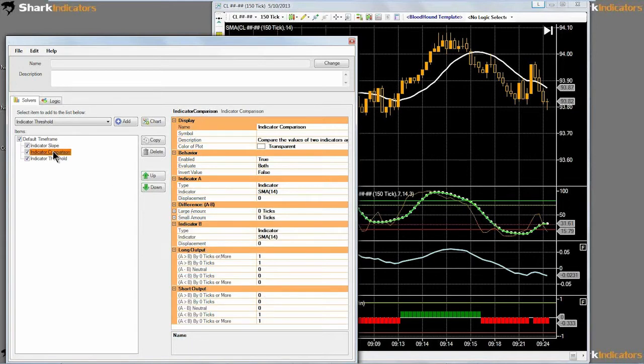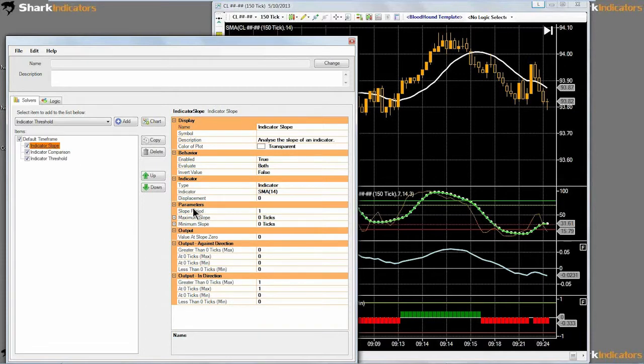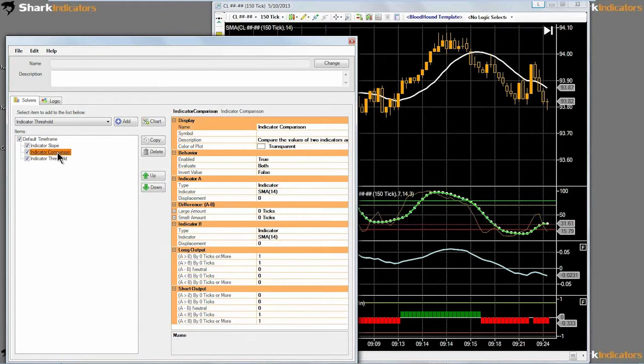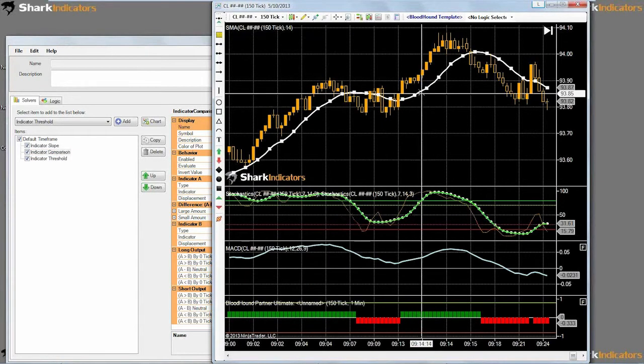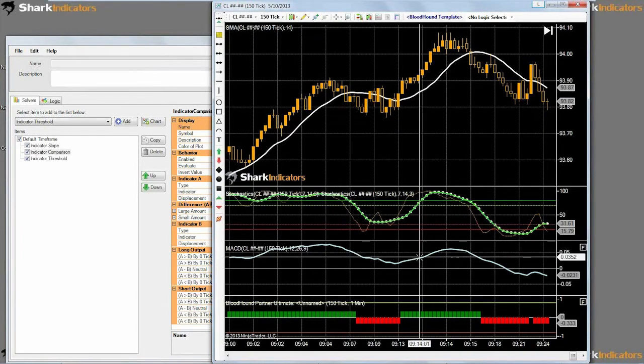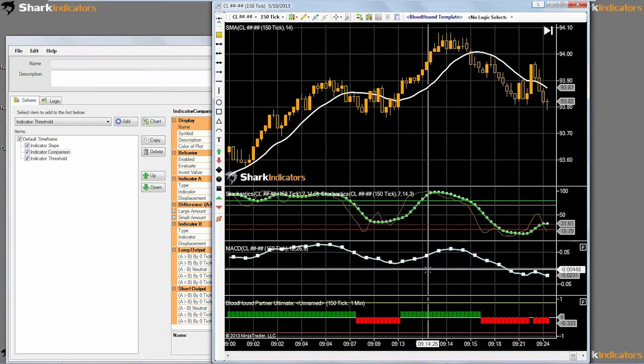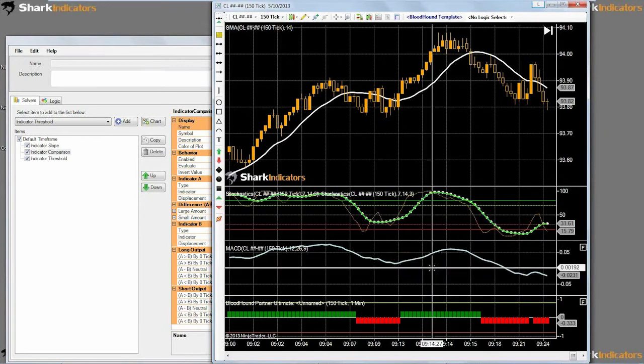The comparison solver has something very similar, except whereas with the slope you're looking at a slope requirement, a comparison is simply measuring the distance between two data sets. So with the comparison solver, you could be measuring the distance between this moving average and price, or you could be measuring the distance of the MACD to the zero line here.